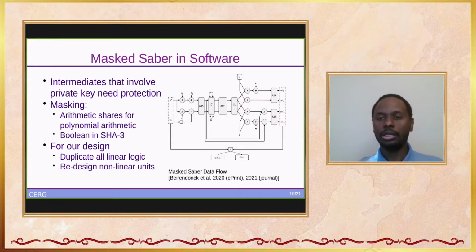The main challenge here in Saber is that some of the operations like SHA-3 favor Boolean masking, and some operations favor arithmetic masking. For example, operations that do polynomial arithmetic favor arithmetic masking. So you need to securely do this conversion between arithmetic and Boolean masking. For our design, we chose to duplicate all the linear logic and redesigned all the nonlinear components.